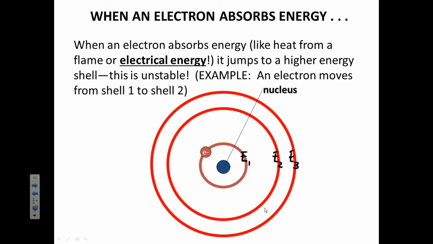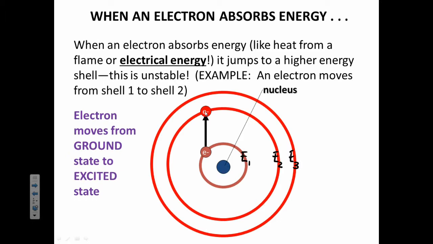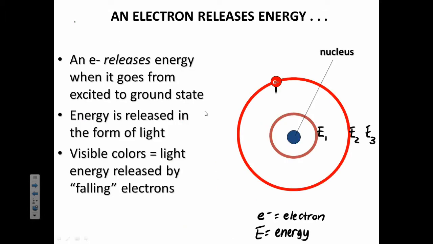So again, when an electron absorbs energy, it will jump, and this could be energy from a flame or electrical energy, and when it ends up in the higher shell, that's unstable. So after it goes up, it actually moves back down, and in that process that's where it releases the photon of light.